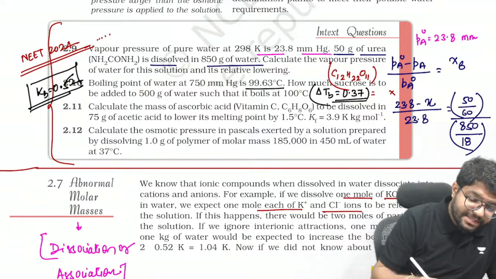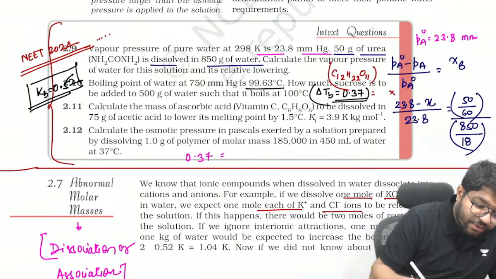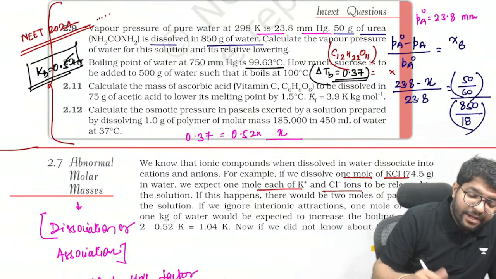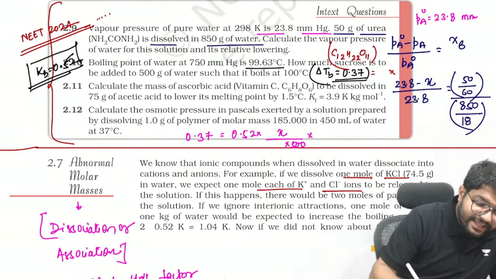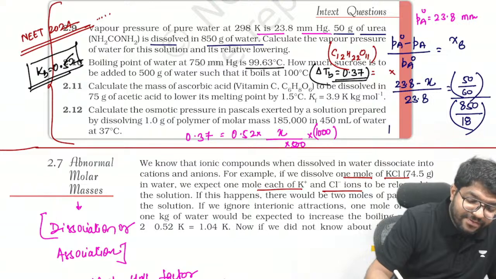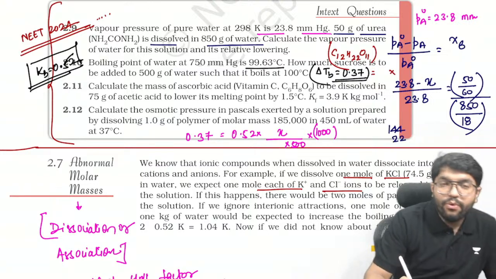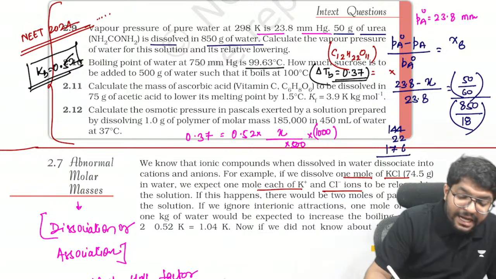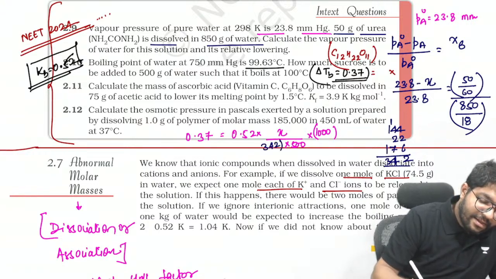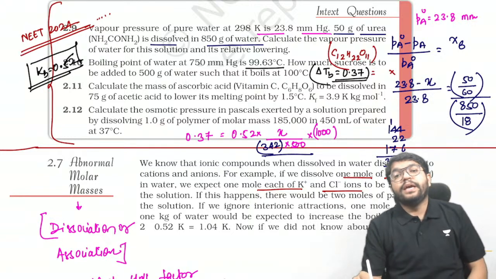Yes. So my answer is going to be 0.37 is equal to 0.52 into X, how much sucrose, upon its molar weight, which we have to calculate, and then 500 grams of water. It's in grams, so into 1000. Right? So C12 is 144, H22 is 22, O11 is 176. That gives 342 as the weight. 342 into 500 into 1000 is the value that I get.